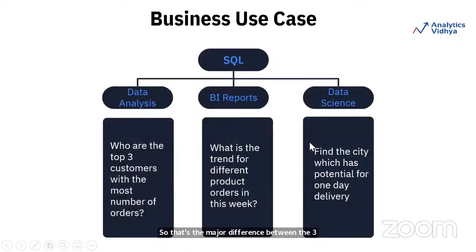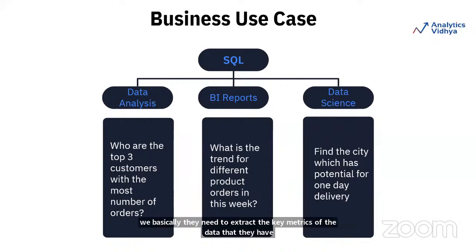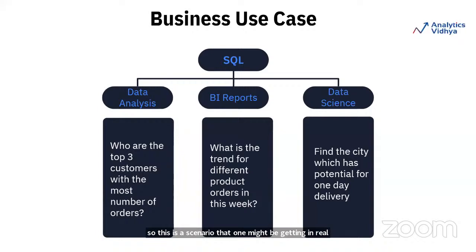So moving on to the next one, I wouldn't go much into detail with respect to the code, but we'll just take a high level view for this. So what is the trend for different product orders in this week? BI engineers usually work more on SQL and Tableau, and they basically need to extract the key metrics from the data that they have. So this is a scenario that one might get in the real world, wherein you need to extract the key trends for the data that you have.